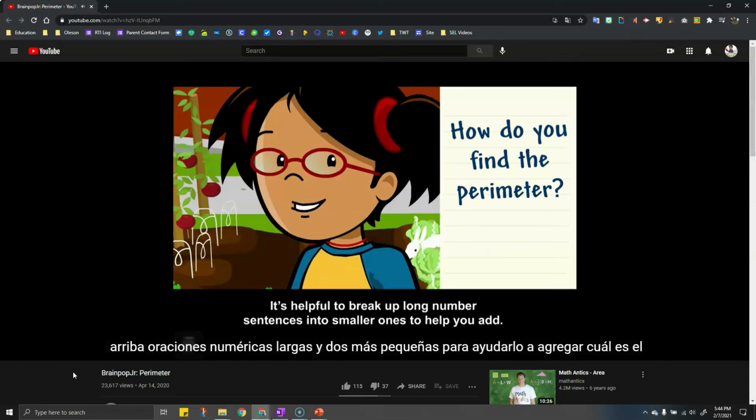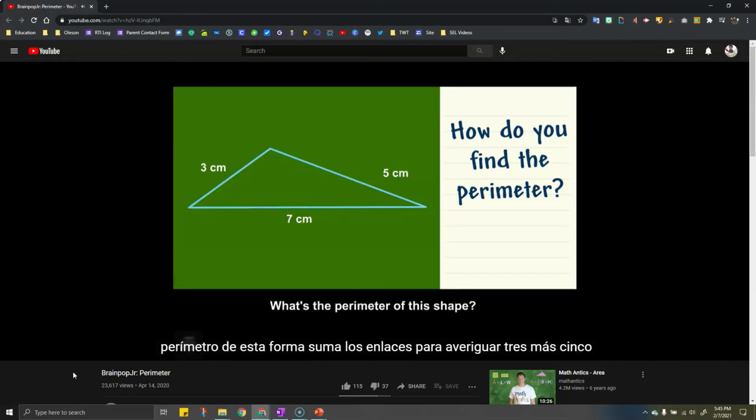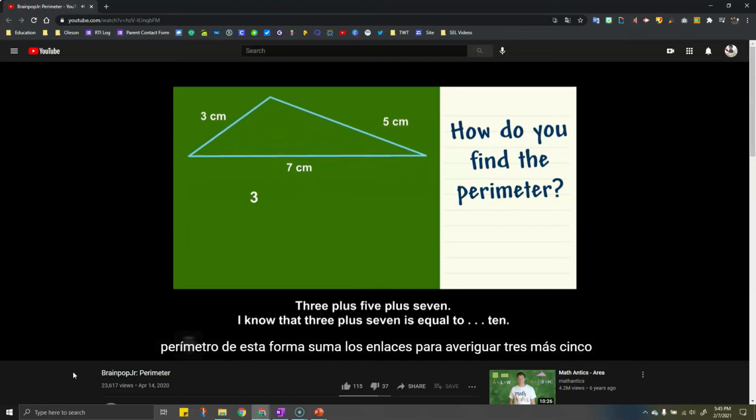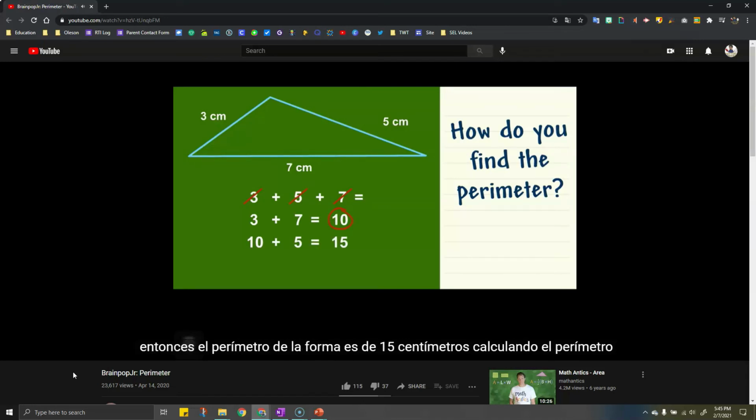It's helpful to break up long number sentences into smaller ones to help you add. What's the perimeter of this shape? Add the lengths together to find out. 3 plus 5 plus 7. I know that 3 plus 7 is equal to 10. 10 plus 5 is equal to 15. So the perimeter of the shape is 15 centimeters.